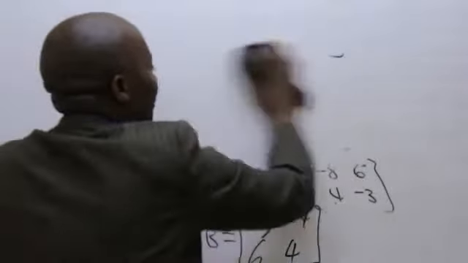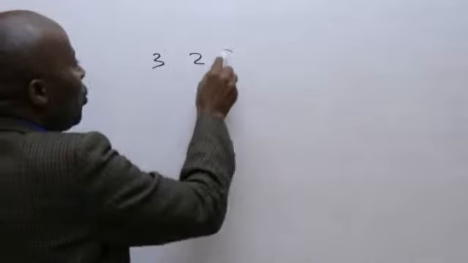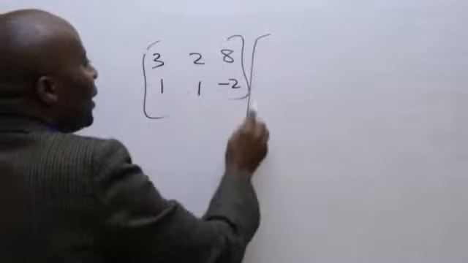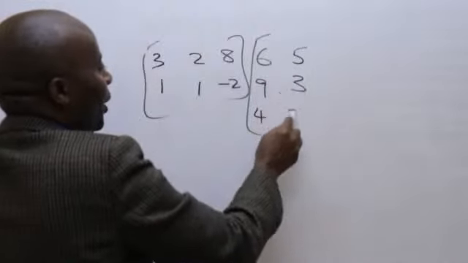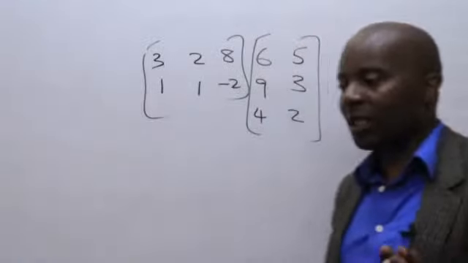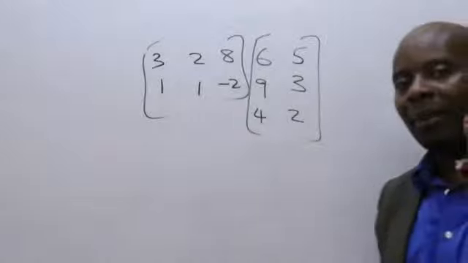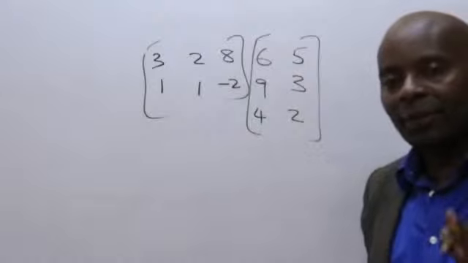Now, ladies and gentlemen, if you are given two matrices to multiply, like 3, 2, 8, 1, 1, negative 2, to be multiplied with 6, 9, 4 and 5, 3, 2, you don't even have to assess these matrices for compatibility. What you need to do is go straight away and multiply your matrices.